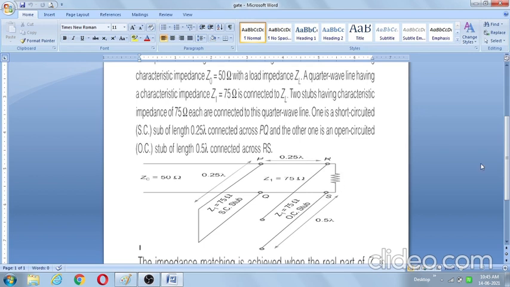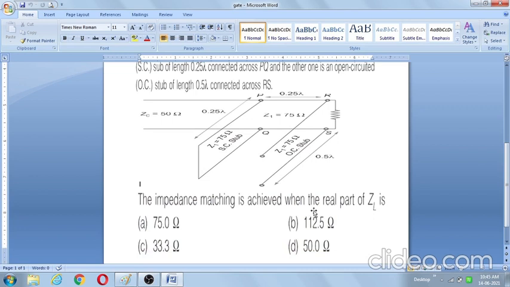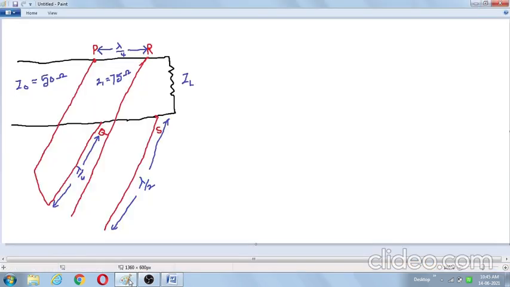Now the question is, what is the load impedance ZL when impedance matching is achieved, where the real part of ZL is? So we have to find the load impedance. Option A 75 ohms, option B 112.5 ohms, option C 33.3 ohms, option D 50 ohms. So this is the given question.